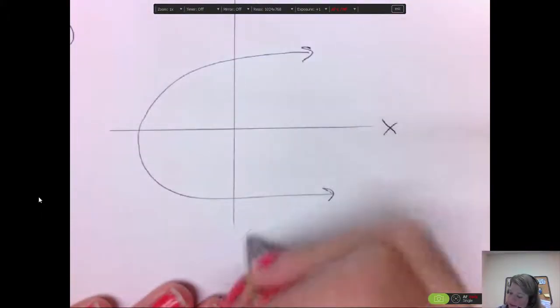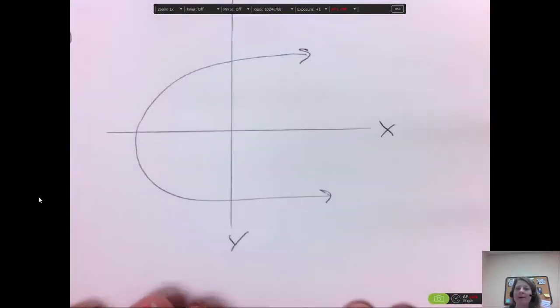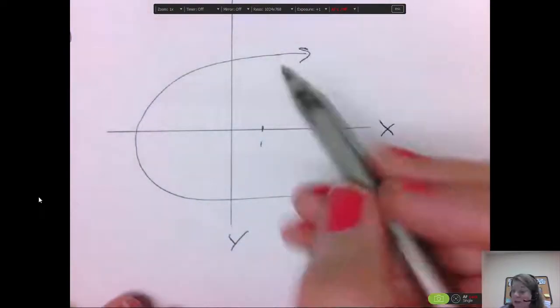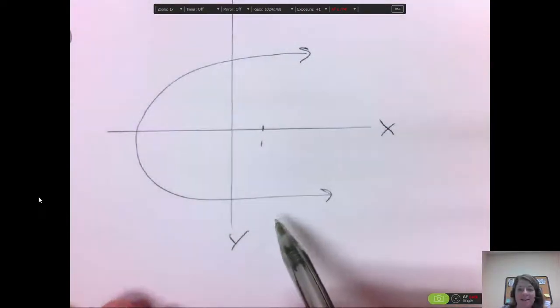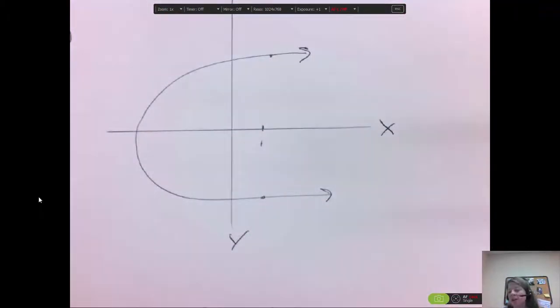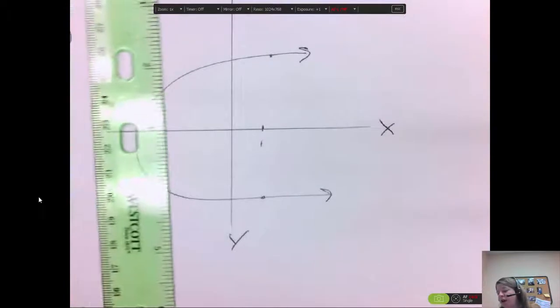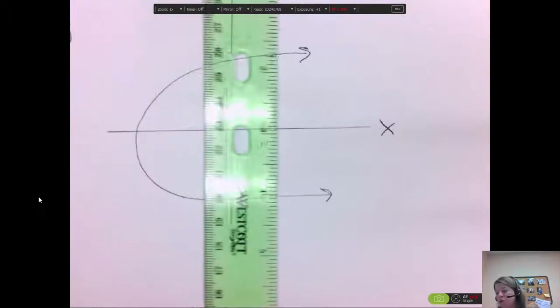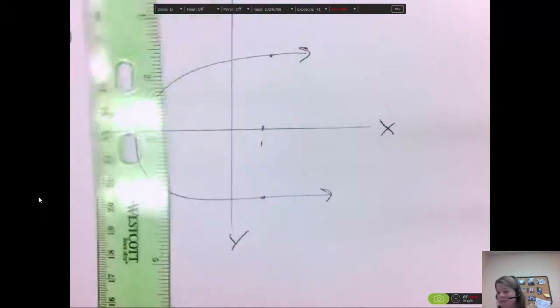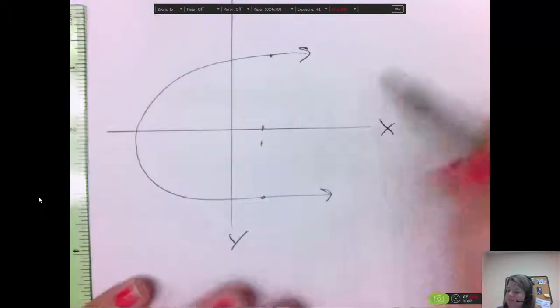Here's my x, here's my y. I know I didn't label super well, but think about it now. For our definition, if I put in the number 1, do I get just 1 spot on my graph like I did in the other one? No, I get 2. So not a function. So if there's any place that you could draw a vertical line and get 2 spots on your graph or more, you could get a million, it's not a function. So this one is not a function.